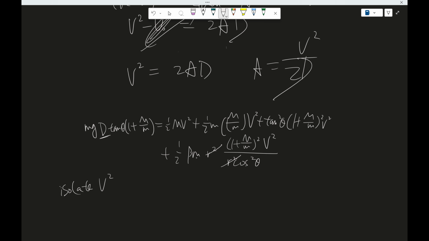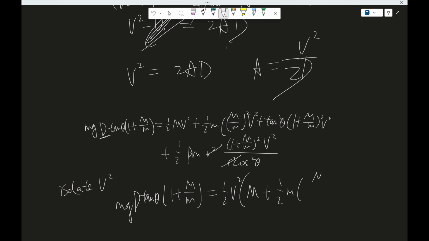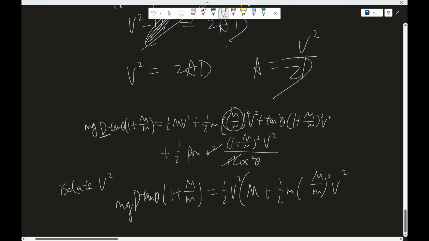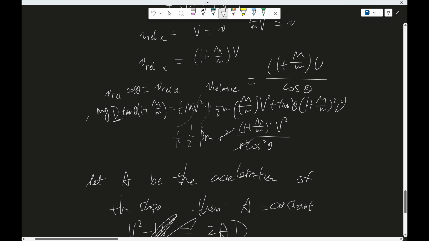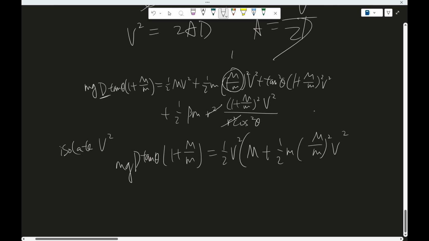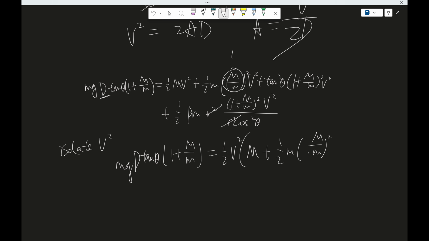So first let's factor out half v squared on the right. So mgd tangent theta, 1 plus big M over small m, equals half v squared big M plus this term we have, half m, big M over small m squared v squared. Oh, I'm sorry about this. This should be squared. So this term should be squared here. And so then we will have, v squared is non-existent here. So it's just half m times big M over small m squared.